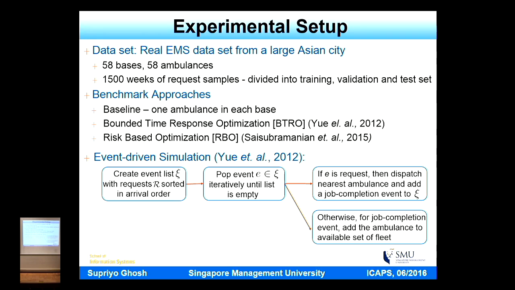So this simulator works as follows. First, we initialize the event list, which is nothing but the set of requests sorted based on their arrival order, and then in each iteration we pop 1 event, and this continues until the list is empty. If the popped event is a request, then we dispatch the nearest ambulance for that request, and we also add a job completion event to the event list. And if the popped event is a job completion event, then we free the ambulance such that it can be utilized for the next request.